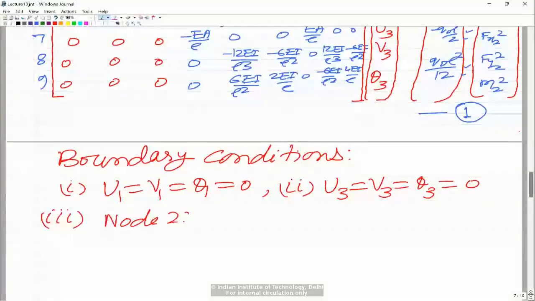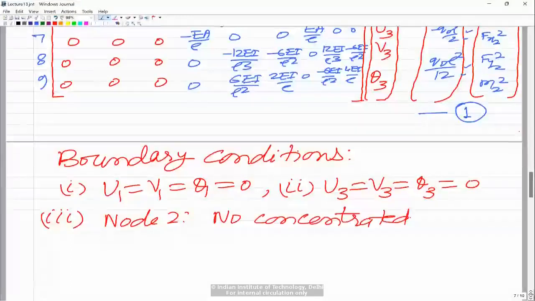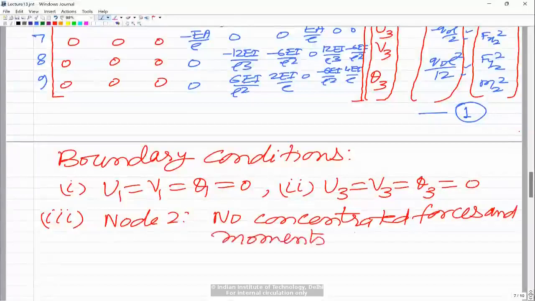So it is similar to no concentrated forces for the problem at hand. In general, there are no concentrated forces and moments externally applied. So these forces are zero.